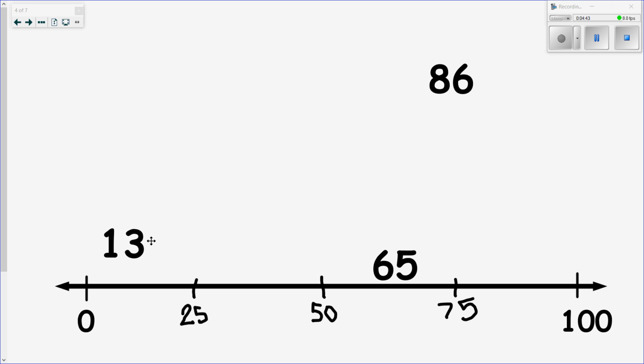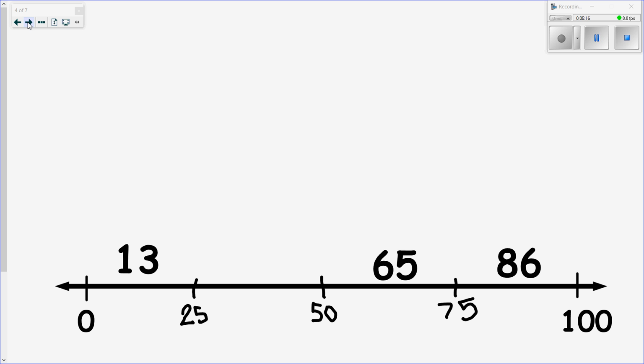Let's now look at the number 13. Greater than 0, less than 25. In fact, 13 is just about in the middle of 0 and 25. You can't find the exact middle because it's an odd number and it doesn't divide evenly, but the 13 should go in between. Finally, we have the number 86, greater than 25, greater than 50, greater than 75. So it's still going to be less than 100, so you could put it in between there.